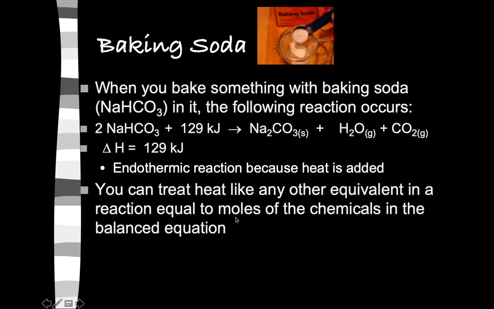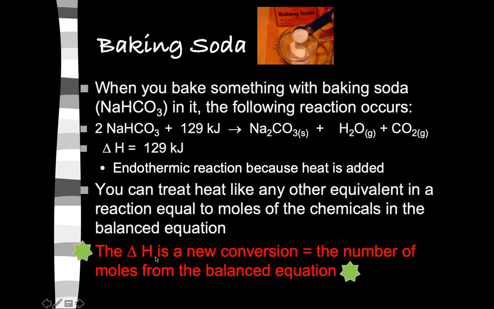Then the new thing we're going to start doing is, okay, so what I can do is I can relate these kilojoules to anything else in the balanced equation. 129 kilojoules for every 1 mole of sodium carbonate, 129 kilojoules for every 2 moles of sodium bicarbonate or baking soda, 129 kilojoules for every 1 mole of water. So you can use it as a new conversion. The delta H is a conversion, the number of moles from the balanced equation.